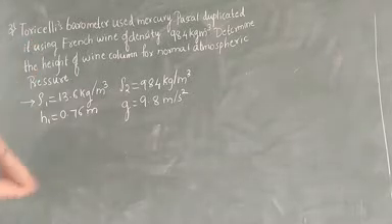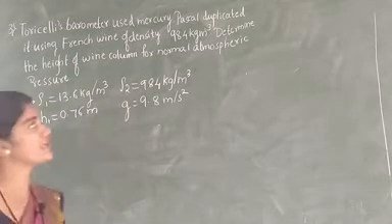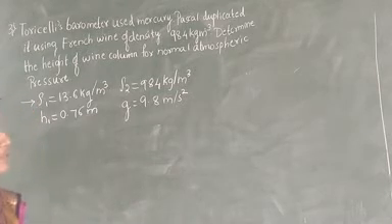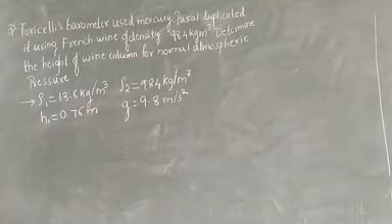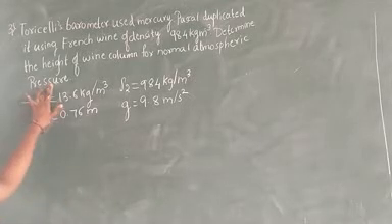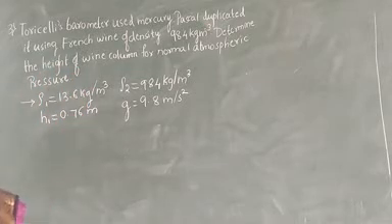Torricelli's barometer used mercury. Pascal duplicated it using French wine of density 984 kg per meter cube. Determine the height of the wine column for the normal atmospheric pressure. Here we have to find the height of the wine column for the normal atmospheric pressure.